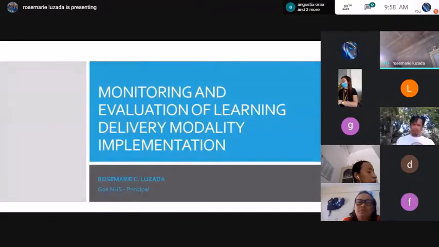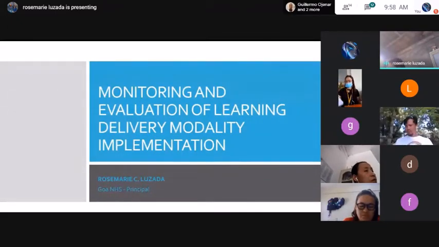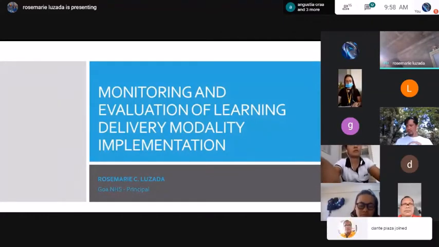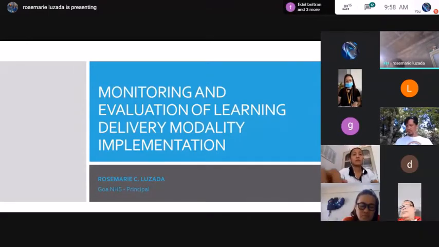After all those, after we have assessed the readiness, we now proceed to planning for implementation. What are we going to do now? Of course, it is to implement our plan. So to enable us to successfully implement our plan, or the learning delivery modality we have chosen, there is a need to provide technical assistance and coaching.